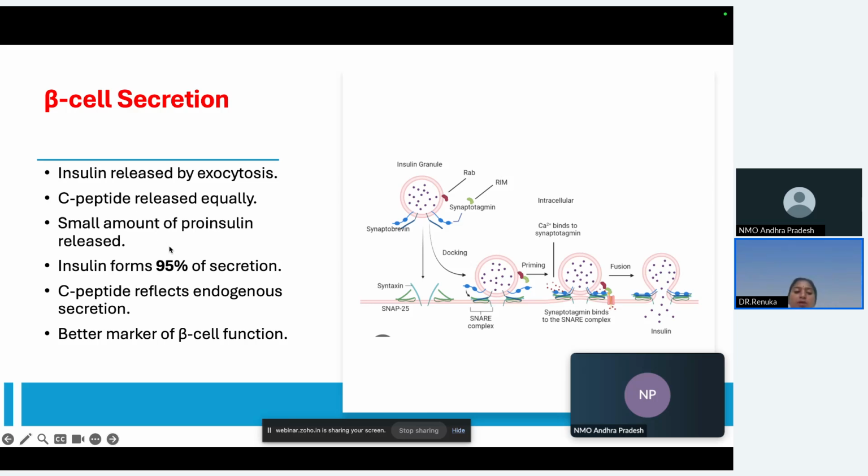So C peptide reflects endogenous secretion. I will tell you what this is. Our beta cells produce both. First it produces proinsulin. From proinsulin, C peptide is removed and the mature insulin is formed. Whenever we test our insulin, both the mature insulin and also C-peptide will be present. But see, what are all the functions of insulin? We will get to know. I will tell you what is the use of this C-peptide. Next.